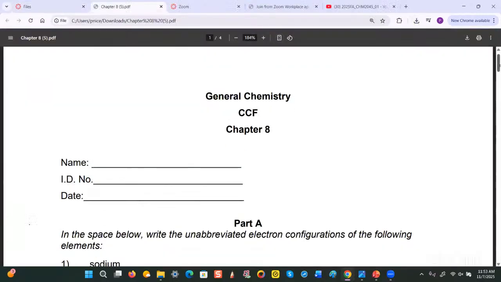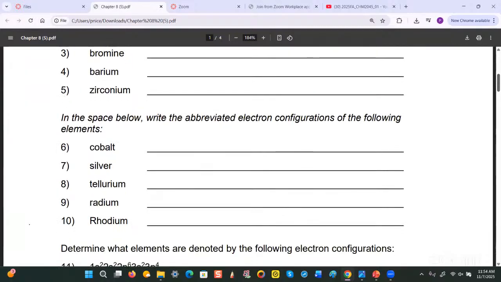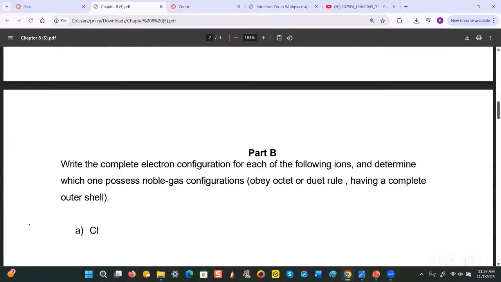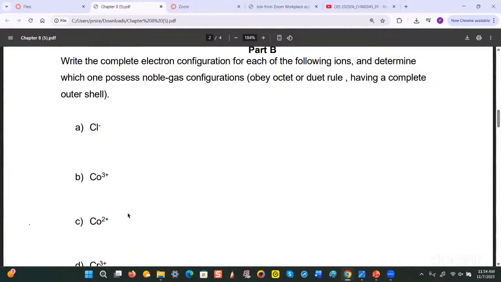Okay, so I think we did part A, right? So we're on to part B. And in part B, it's asking, write the complete electron configuration for each of the following ions and determine which one possesses the noble gas configurations. In other words, which ones obey the octet rule or the duet rule by having a complete outer shell.